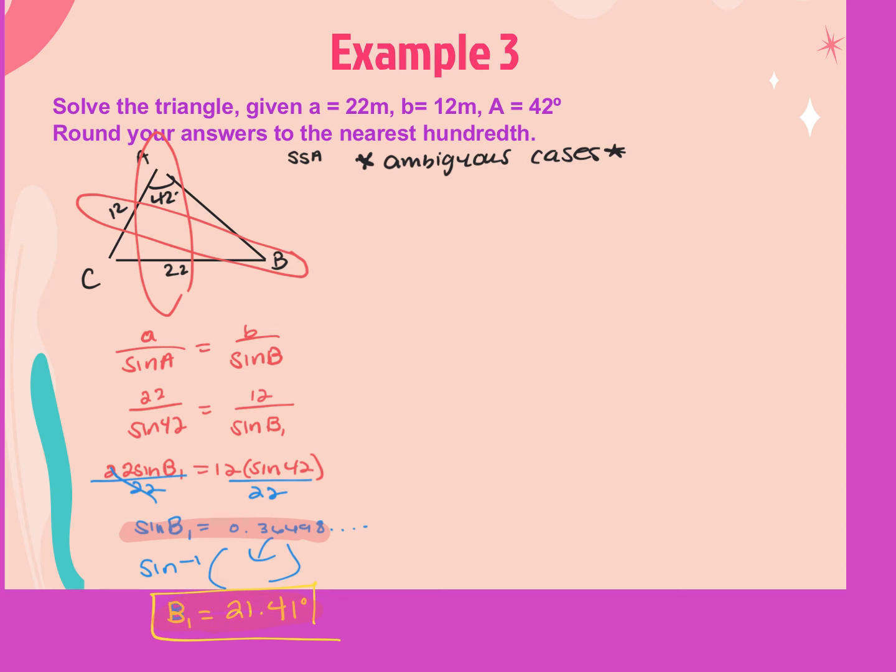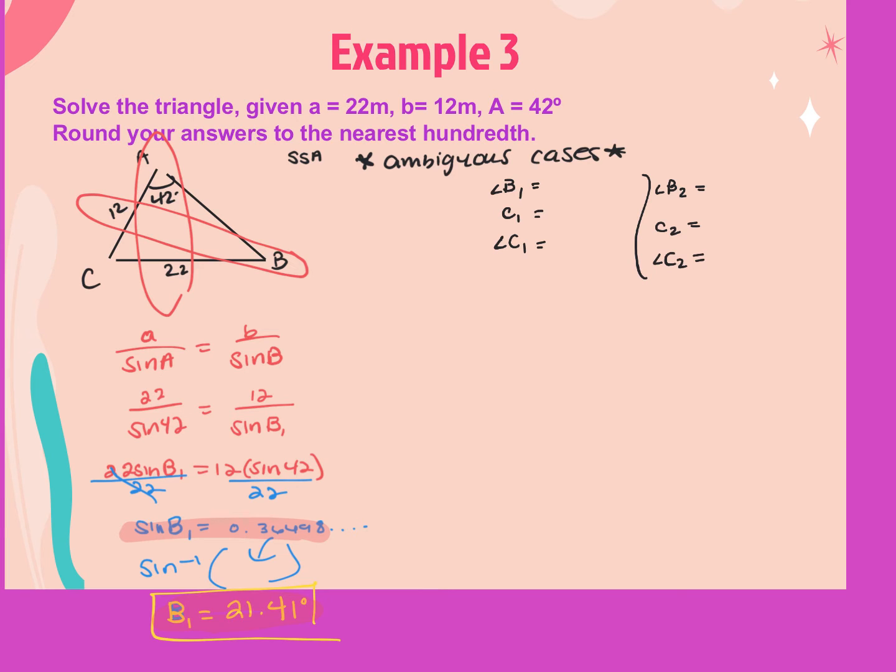So I'm going to come up here on the right-hand side to remind myself that I think there's going to be a B1, angle B1. I think there's going to be a side C1. I think there's going to be, what else am I missing? An angle C1. Those are the three things I'm missing. And then I'm going to assume there's a second triangle, which would mean there's an angle B2, a side C2, and an angle C2.